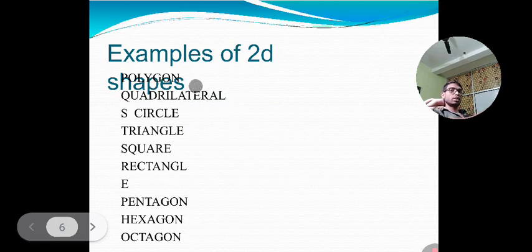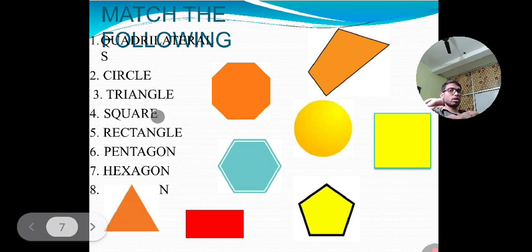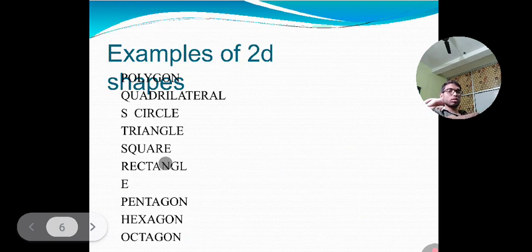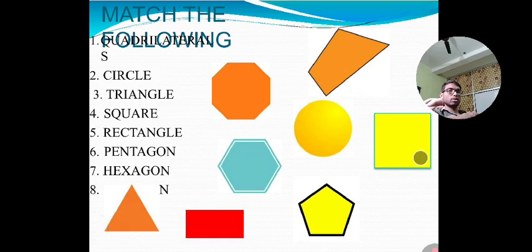Examples of 2D shapes are polygon, quadrilateral, circle, triangle, square, rectangle, pentagon, hexagon, and octagon. All these are 2D shapes. Here in this figure, this is a square, this is a rectangle, triangle, pentagon, hexagon, octagon, polygon, quadrilateral, and this is a circle. All these are 2D shapes, and they look like that.